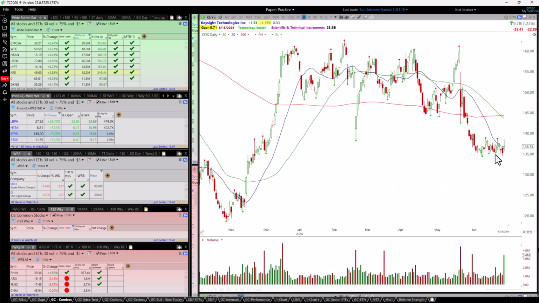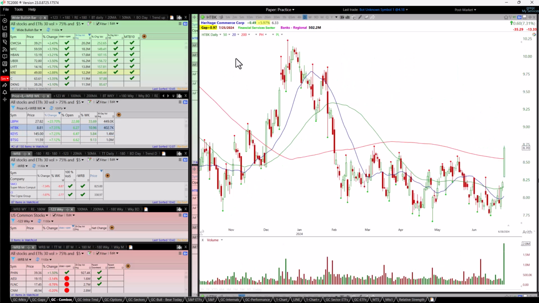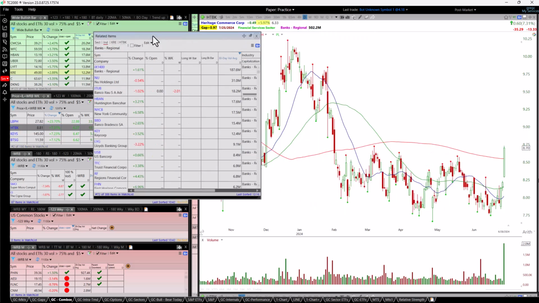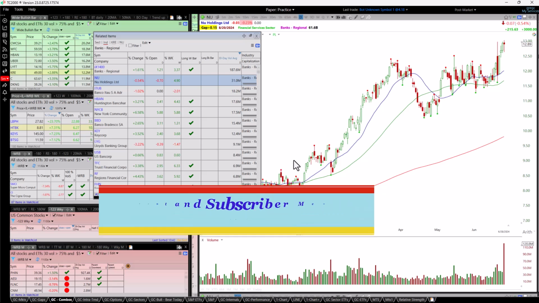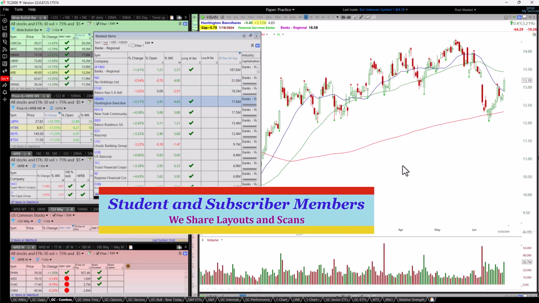Keys. That's a topping tail bar. But we could go to, let me show you what we could do here. And we could go here and open up this list. And by the way, these are scans that we share with all letter subscribers and students. And now start flipping through these.